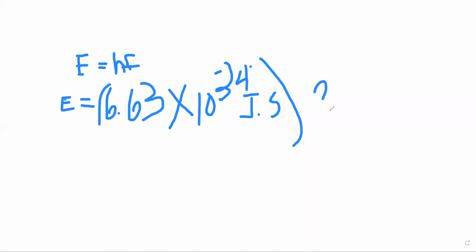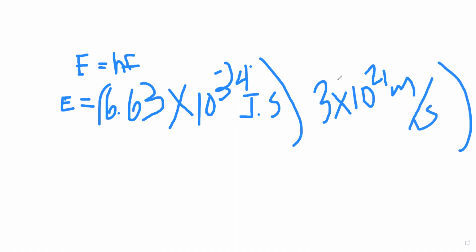So the frequency is 3 times 10 to the power of 21. Close and open parentheses since it's multiplication. So we have here the energy. Take note, we need to cancel out the unit. Don't forget the unit. It's cycle per second since it's frequency, sorry.